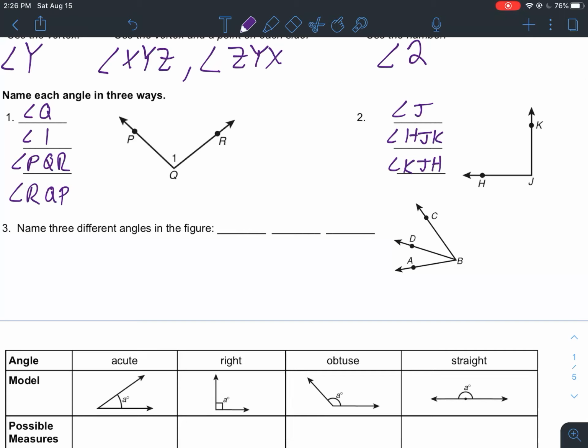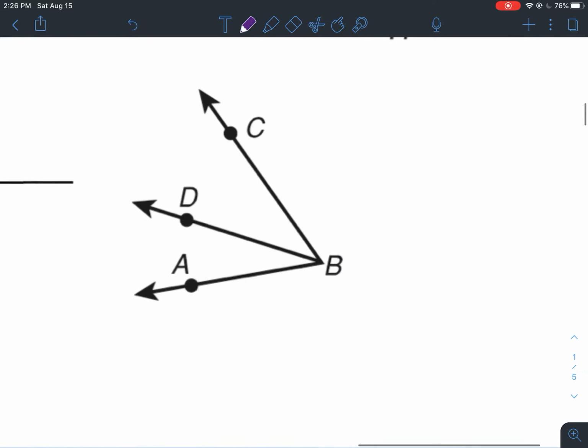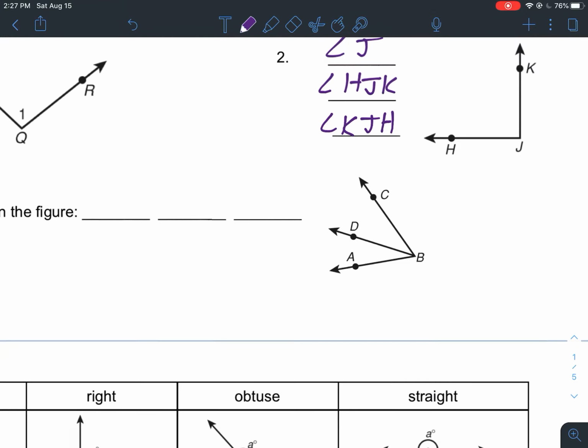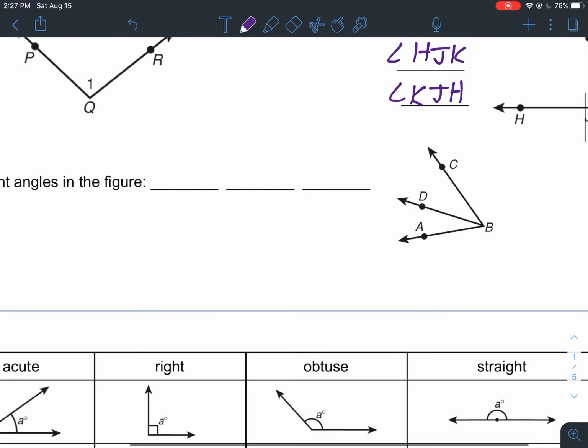All right, number 3, and this is why you cannot always use the vertex. Look at the 3 angles here. Hopefully you see the 3 angles. All right, there's one here, there's one here, and there's a big one here. 1, 2, and 3. If I said angle B, you would have no idea what I'm talking about because all 3 angles have a vertex of B. So we cannot call any of these angle B. Instead, we must use 3 letters for each one. Now, B should be in the middle of each one.